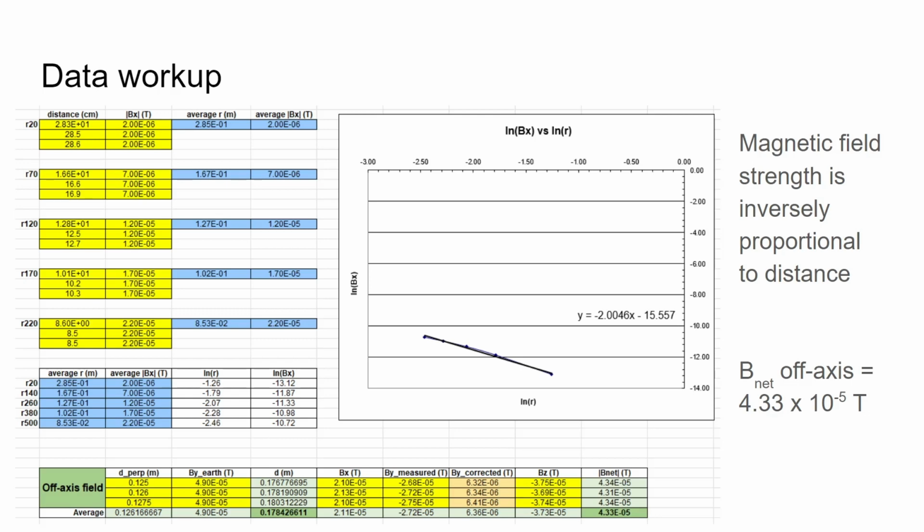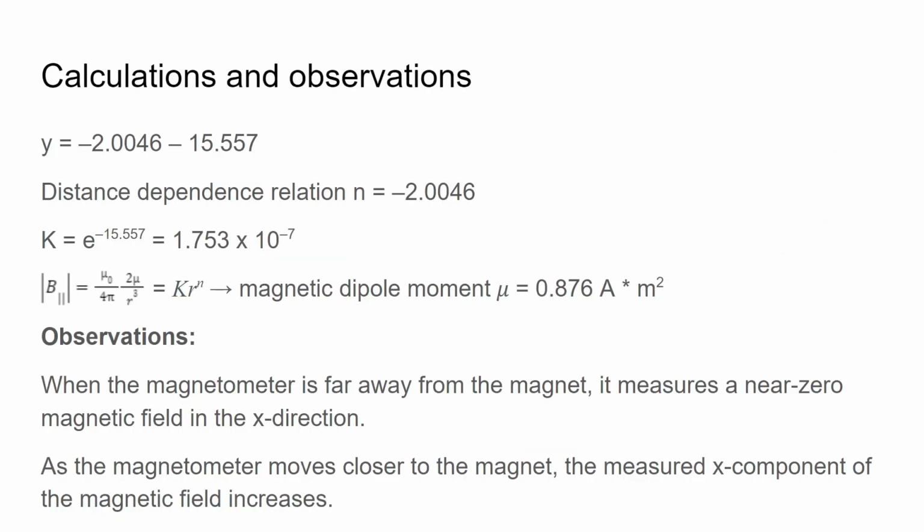An important observation is that the magnetic field strength was, as expected, inversely proportional to distance. These are some calculations used to find the distance dependence relationship and the magnetic dipole moment using the results from the last slide. Importantly, the measured distance dependence relationship was off from its theoretical value of -3. The observations stated on the last slide are also elaborated on.